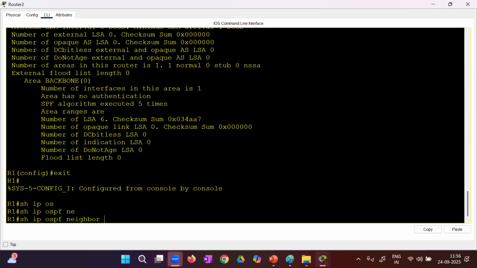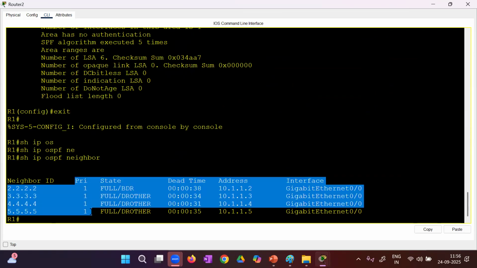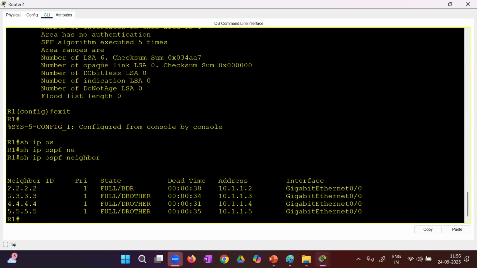Show ip ospf neighbor. What does it say? What is this PRI? These are the priority numbers on the router. By default, it is 1. That is correct. Now it says here that 2.2.2.2 is BDR.